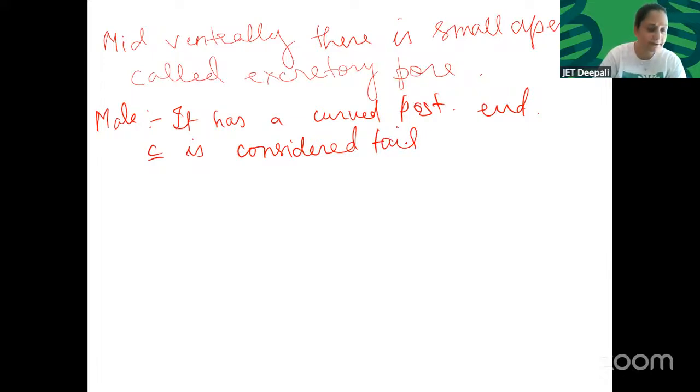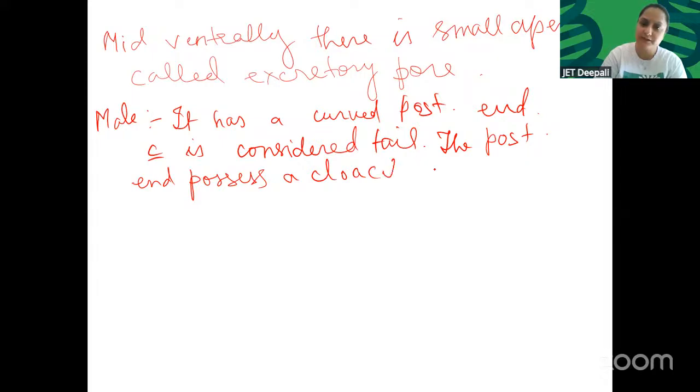Clear? The posterior end possesses a cloacal aperture. Now, don't confuse or mix the excretory pore and cloacal aperture. The excretory pore is situated mid-ventrally. The cloacal aperture is situated at the posterior part of the body. What is the use of the cloacal aperture? When they are doing copulation, the mating, they mate through this cloacal aperture. The male transfers things into the female body through it. So this is their sexual part. Clear? Don't mix this part with the excretory pore.